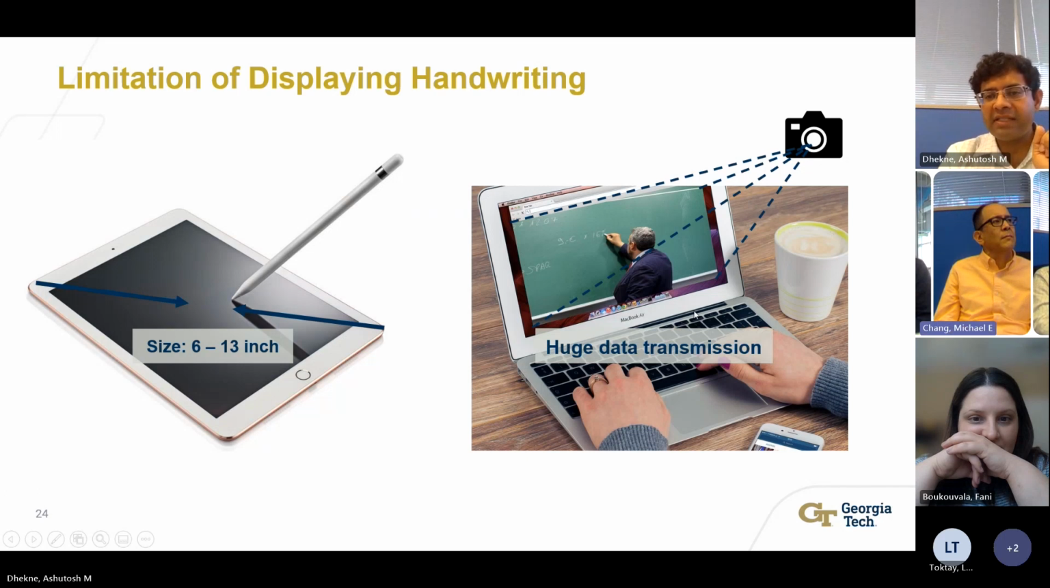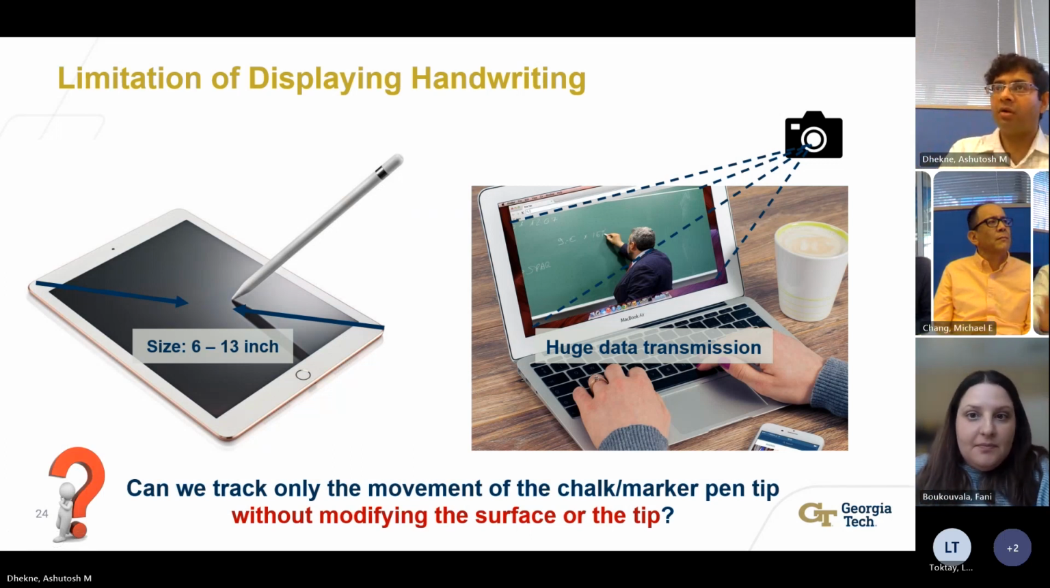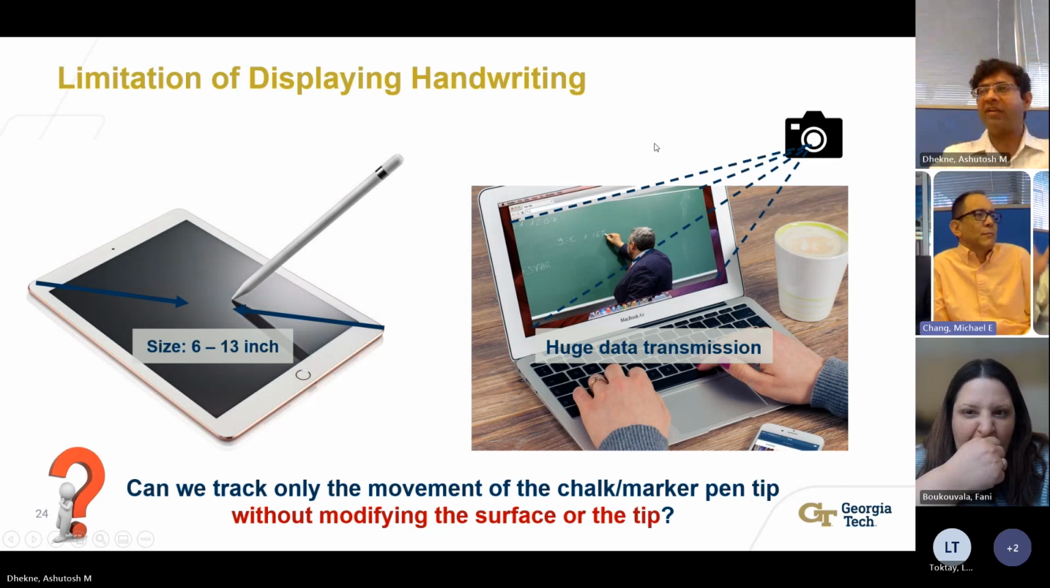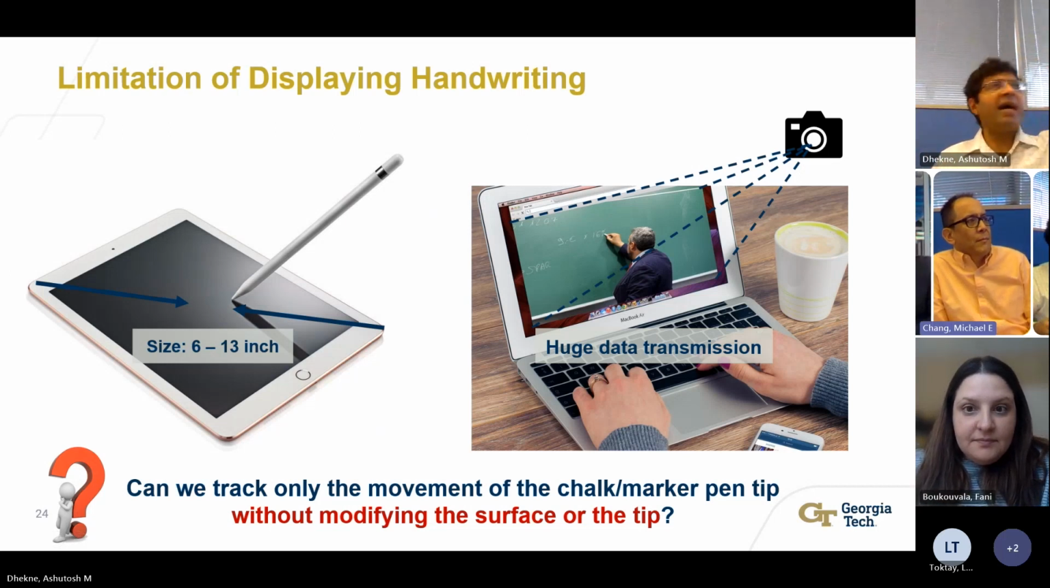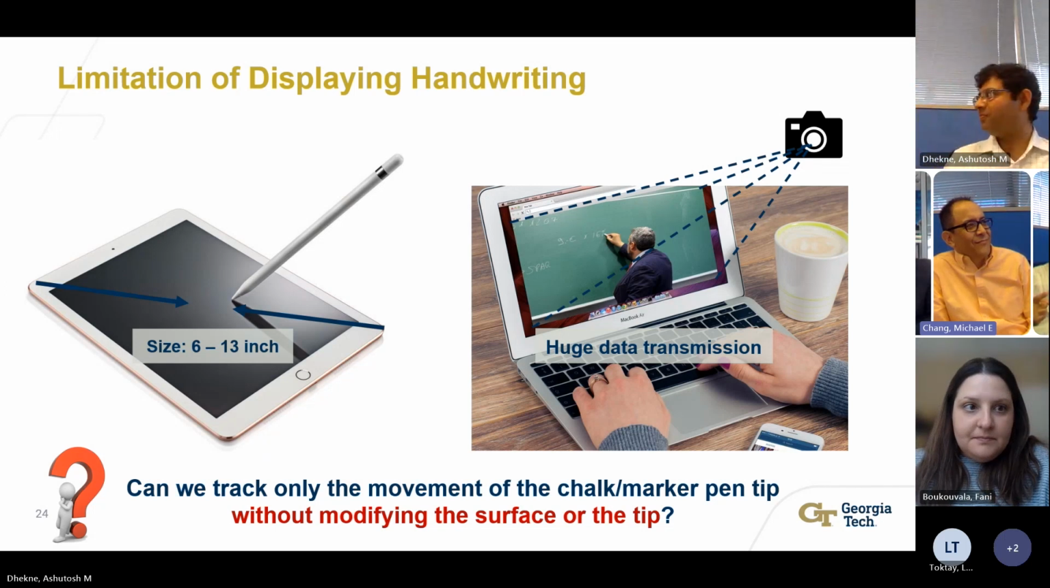We said, could we, instead of doing this huge data transmission, actually try and figure out where the pen or the chalk went, only record those locations, nothing more? And transmit just that much without modifying the tip of the chalk or the marker, and without modifying the surface. Because you might say, hey, why don't you buy a $4,000 smart surface and then write on it with a $1,000 pen, and great, you get everything, right? Sure, the problem is that $4,000 smart screen now has to be installed in every elementary school's every classroom, right? So the barrier there is really huge.